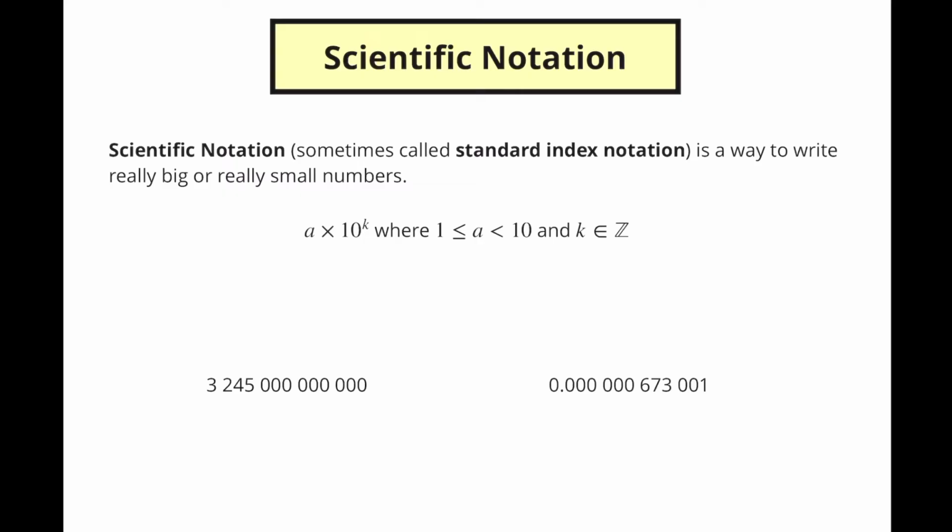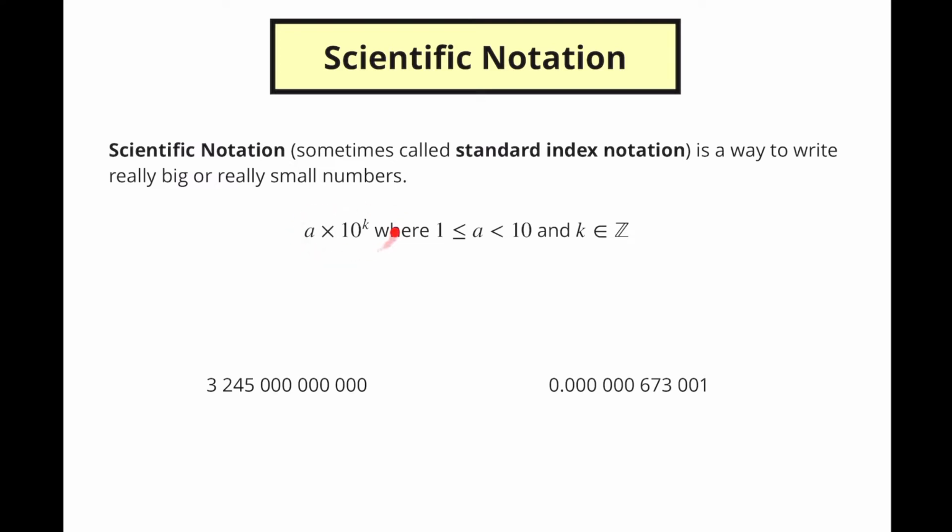In this video, we're going to talk about scientific notation. This is also called standard index form or standard index notation in different parts of the world. But whatever you call it, it's all about how we simplify or write really big numbers or really small numbers in an easier way. Let's get to it. Scientific notation, sometimes called standard index notation, like I mentioned, is a way to write really big or really small numbers.